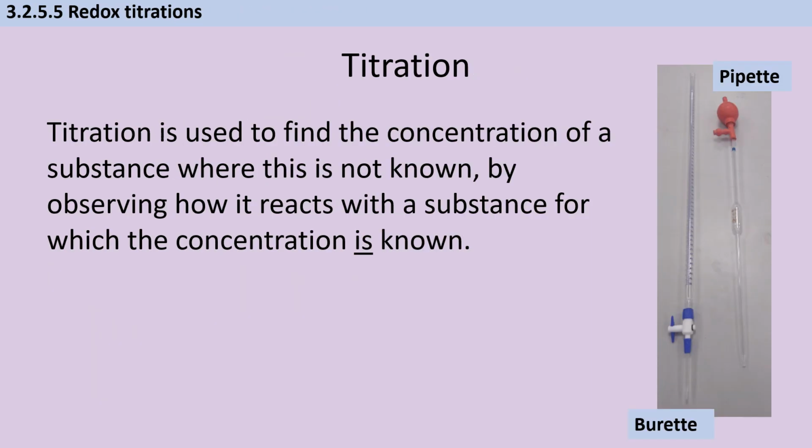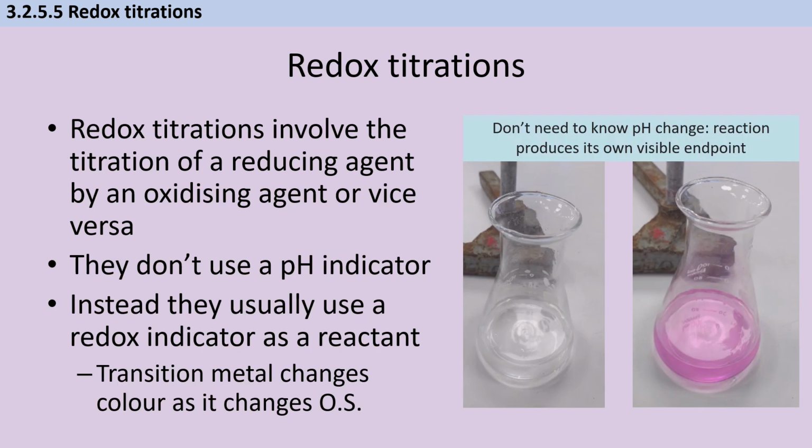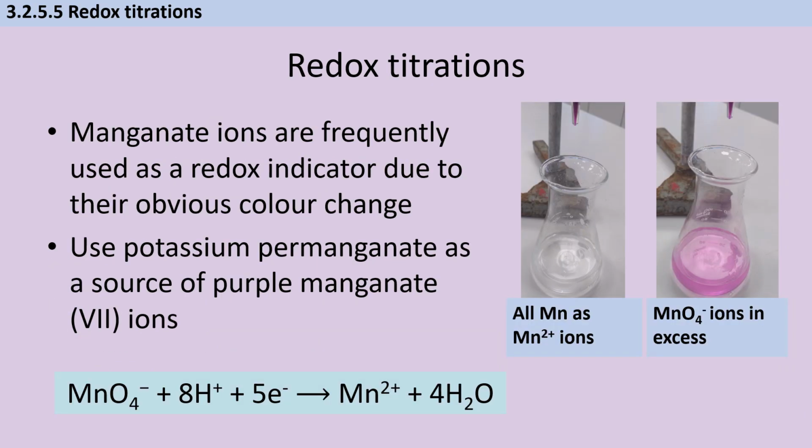Titration is an analytical technique where we use the concentration of one substance which we do know to work out the concentration of a second substance which we don't. Unlike an acid-base titration, a redox titration doesn't require the addition of a pH indicator because these titrations are self-indicating. We're adding either a reducing agent or an oxidizing agent, and then based on the oxidation state of the transition metal present in the reaction, as it changes oxidation state, it changes colour, and therefore the reaction self-indicates.